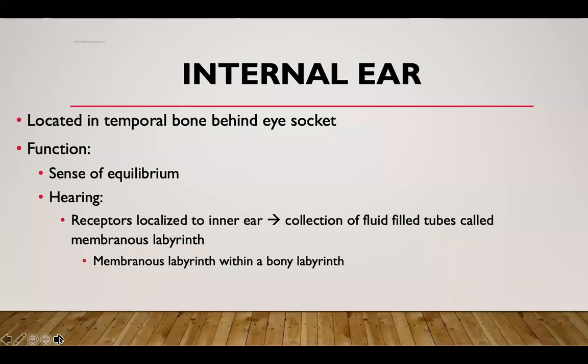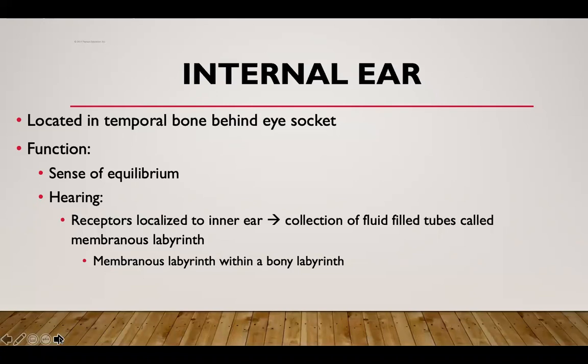So let's move on to the third part of our ear, which is known as the internal ear. So first of all, where is your internal ear located in terms of your skull? It is located within your temporal bone. So hopefully everybody remembers the temporal bone and its location. And it is literally behind your eye socket.